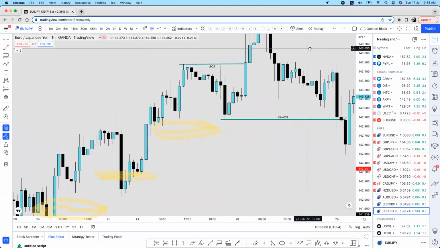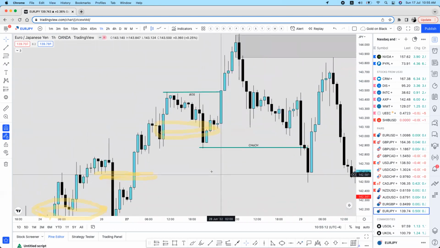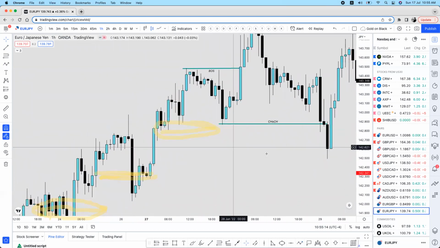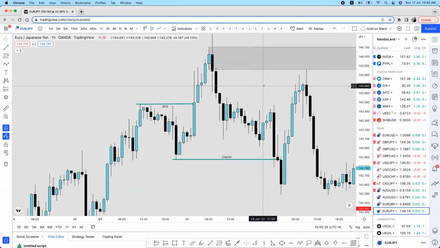Some of the drawings stayed on the chart. I'm not sure if you have the option there to remove the drawings. Oh yes, I think I do. Let me just remove. There we go. Thank you, my man. Okay.